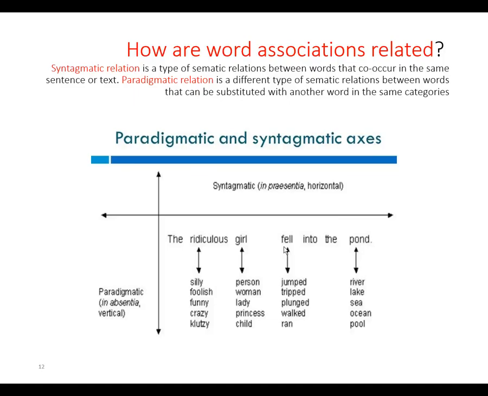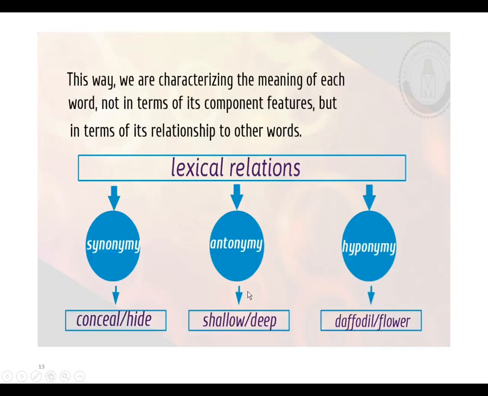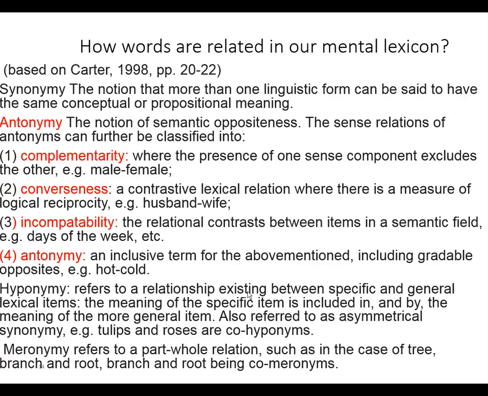We can also see them through paradigmatic and syntagmatic relationships. Of course we will study all of this, but this is just to put you into context, to see how words are related in our mental lexicon. We have synonymy, when words are related by similarity in meaning. We have antonymy, the notion of semantic oppositeness.